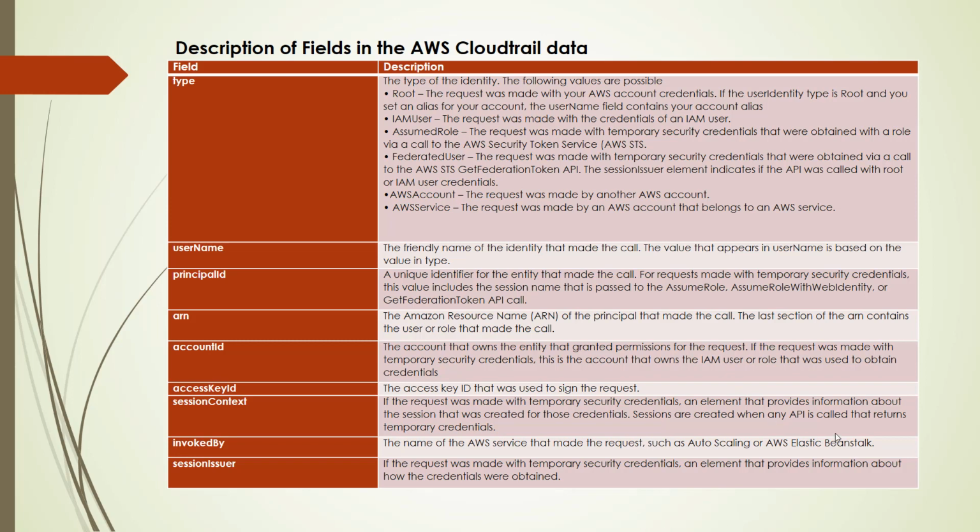So let's go to the type. The type is the type of the identity. We have different types like root, IAM user, assumed role, AWS account, and AWS service.